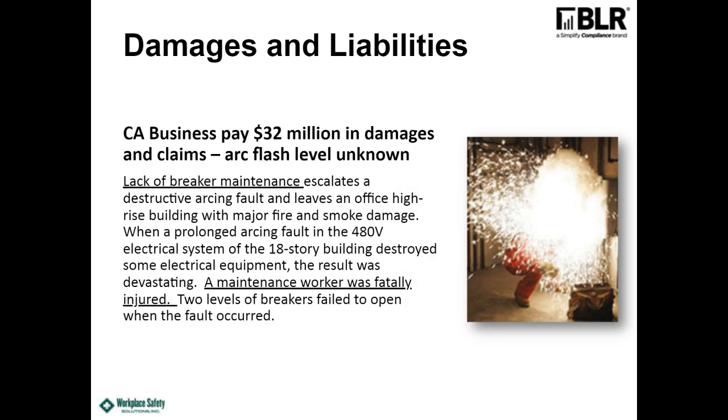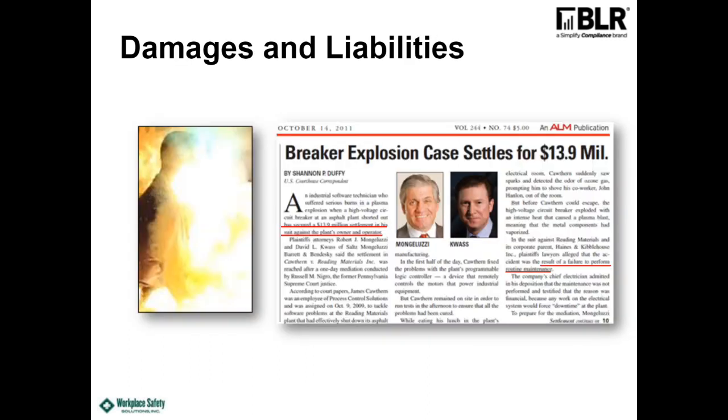A couple of liability cases. So here's a case: the business had to pay $32 million in damages, lack of breaker maintenance, and that's where the arc blast happened because maintenance wasn't done, and so the company had to pay $32 million for that. And here's another case. This is $13.9 million, and it's a result of failure to perform routine maintenance. So that's basically what you see in the red underlined section on the right. So that, again, caused an arc flash incident.